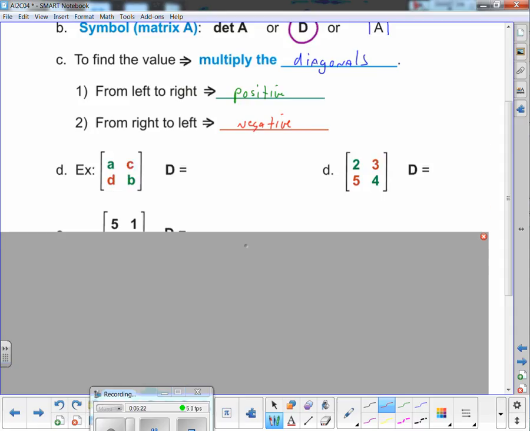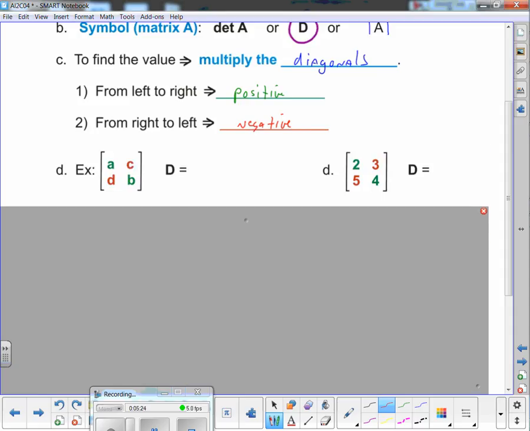A 2x2 isn't very hard at all. So a 2x2, you got to multiply the diagonals. So if we go left to right, there's only one diagonal going left to right, and that's an A times the B, right?